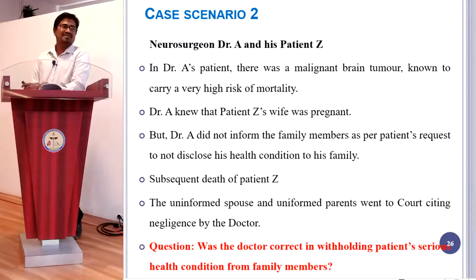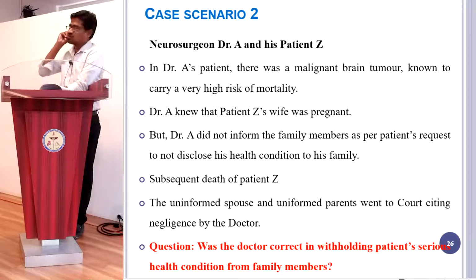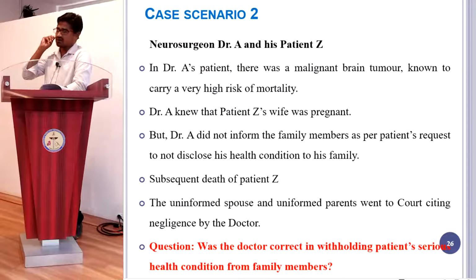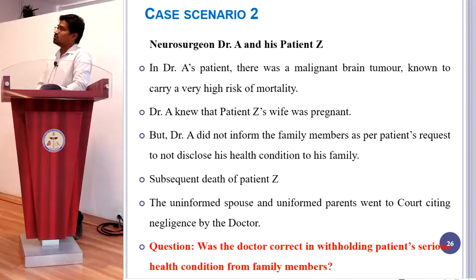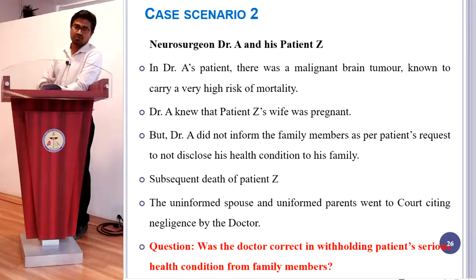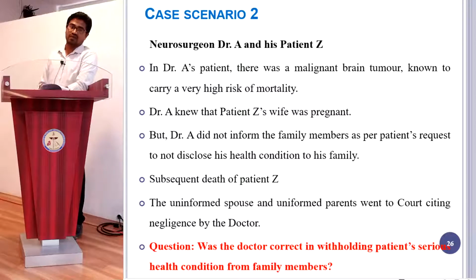Yes. So the case scenario is neurosurgeon Dr. A and his patient Judd. Dr. A's patient had a malignant brain tumor, known to carry a very high risk of mortality. Okay, that patient Judd is suffering from a malignant brain tumor. Dr. A knew that patient Judd's wife was pregnant. But Dr. A did not inform the family members, as per the patient's request to not disclose his health condition to his family. So he did not reveal the fact that patient Judd is suffering from a malignant tumor.